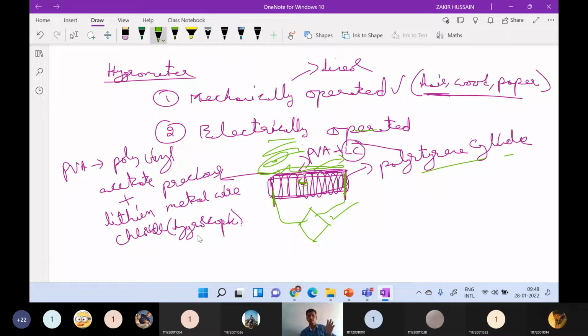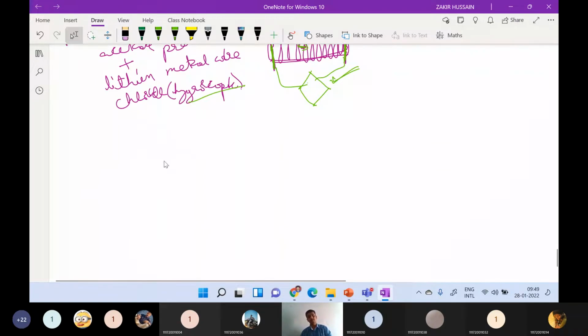This lithium chloride is very hygroscopic, since it will absorb the maximum amount of moisture present in the surrounding atmosphere. Therefore, the electrical resistance of the wire will change due to the absorption of moisture. That electrical resistance will be calibrated using a bridge circuit, and this resistance will be used to calculate the relative humidity, which can be found using the psychrometric chart. The psychrometric chart and the humidity chart are the same.